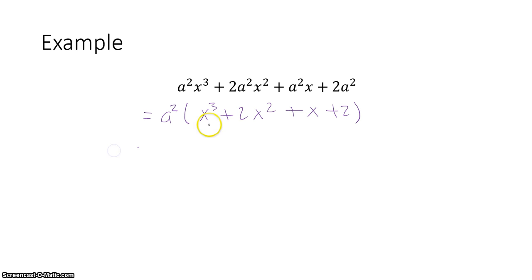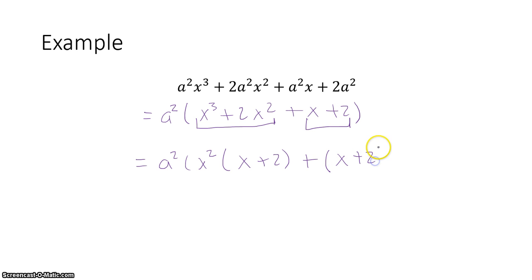Now, inside this, I want to try factoring by grouping. So I'm going to group here and here. First grouping, I can factor out an x squared. So I have x squared times x plus 2 plus, well, there's nothing I can factor out of these two, but I'm going to group them together with parentheses. And remember, this is 1 times x plus 2.